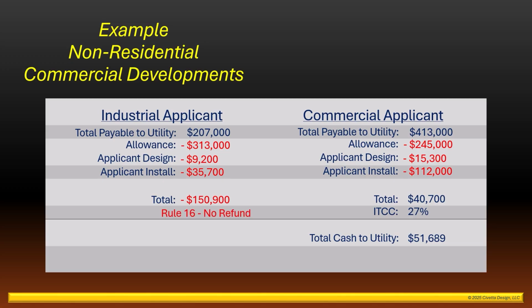However, if you recall, for the first project, the commercial applicant chose the refundable option and made a cash advance to the utility of $51,689. Using the excess from the industrial applicant, the utility is able to refund this entire amount. Cool, huh?